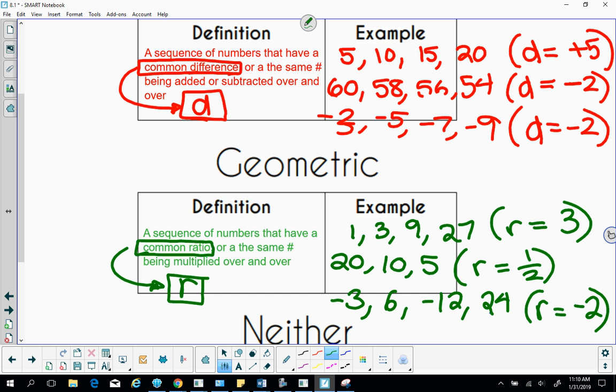Neither would be like nothing. If I had 1, 5, and there was no common pattern, you don't really need to fill out the difference or ratio for neither.